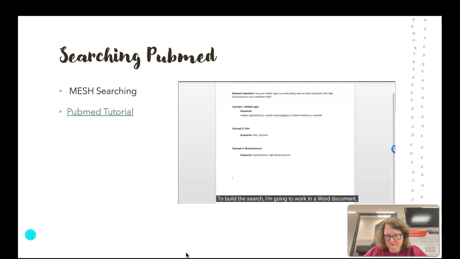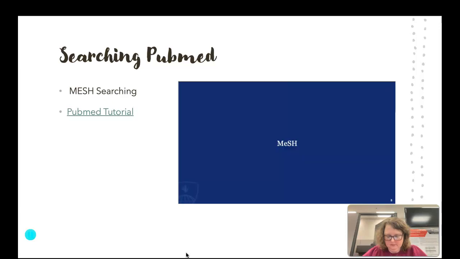To build the search, I'm going to work in a Word document, and I'll paste the final strategy into PubMed when it's complete. As informationists, we frequently use this technique because it allows us to think through all the terms and strategies that we want to use before we even get into a database. It also provides documentation of the search terms and strategy, which becomes vital if we want to rerun the search or let others know how we found our results.